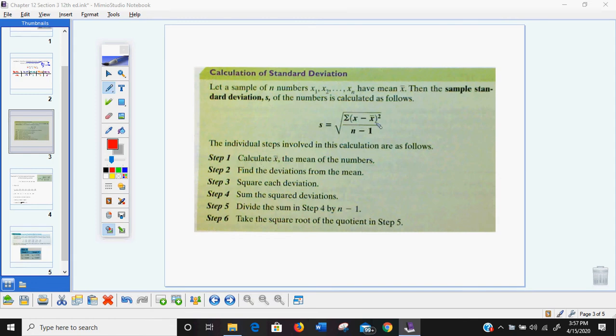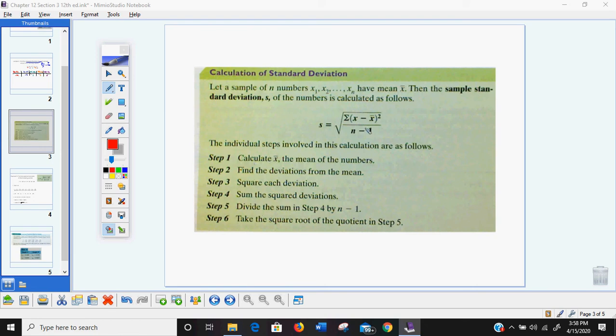You take the number minus the mean. Step 3, square each deviation. So you're going to take everything you get in step 2 and you're going to square it. Step 4, add the squared deviations. So everything we've done right now is right here. We do the number minus the mean, we square them all, then we add them up. So that's step 1, 2, 3, and 4.